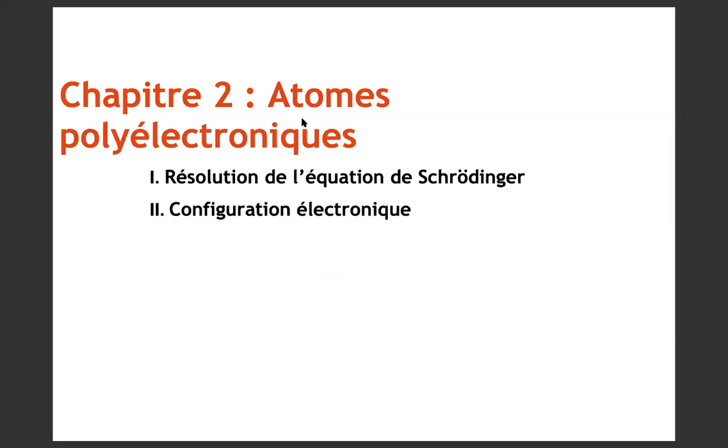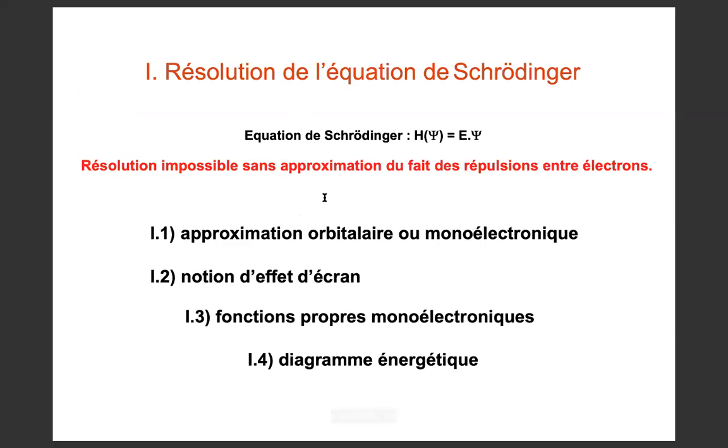Resolution de l'équation de Schrödinger. So Schrödinger's equation, which is represented by H psi equals E psi, the energy. The H here is a Hamiltonian operator. The Hamiltonian operator stands in for the kinetic energy and the potential energy of the electron.